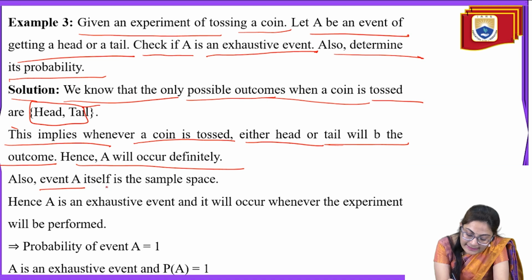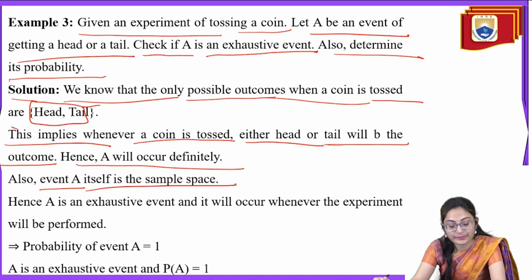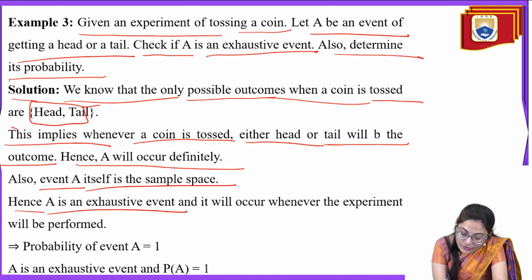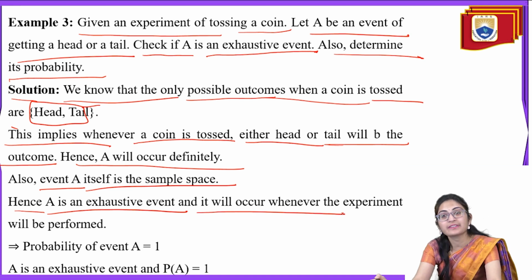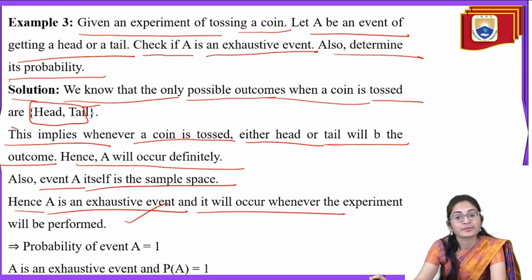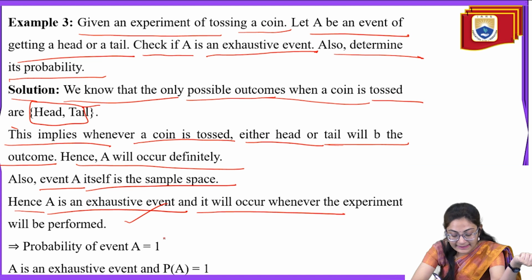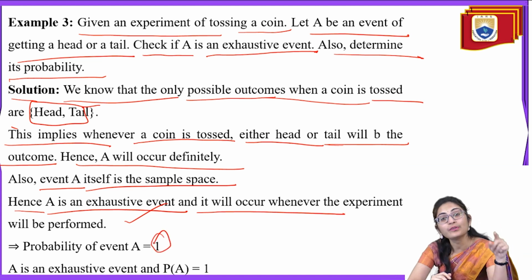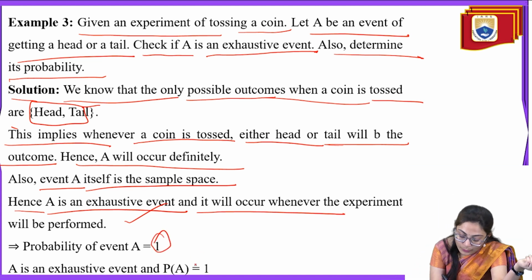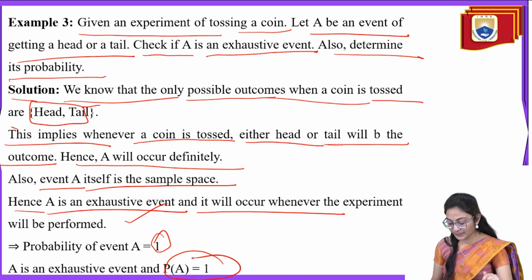Now, event A itself is the sample space, and hence A is an exhaustive event and it will occur whenever the experiment is performed. Now, the probability of event A is 1, and so A is an exhaustive event, so the probability of A is 1.